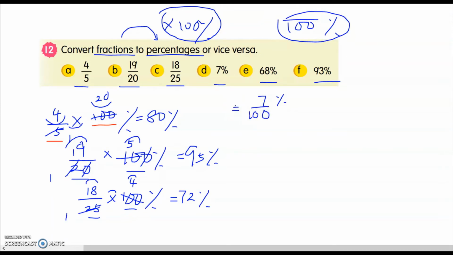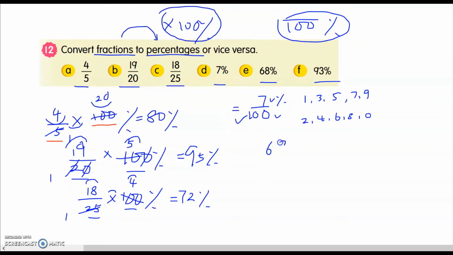Then you need to see whether you can simplify or not. Now, this one we cannot simplify, right? This is already the smallest number. This is odd number. This is even number. Remember odd numbers? 1, 3, 5, 7, 9. Even numbers 2, 4, 6, 8, and 10 or 0. So this is the answer for D, 7 over 100.